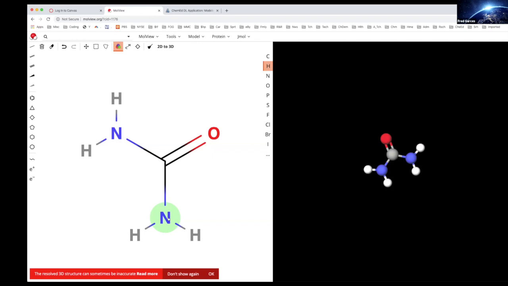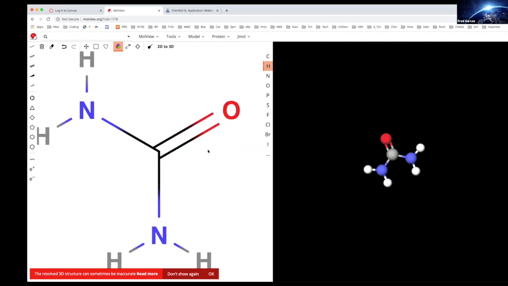The 7th and 8th electrons are lone pair. This oxygen only has 4 valence electrons. There are 2 lone pairs on that. But that's the geometry right there.